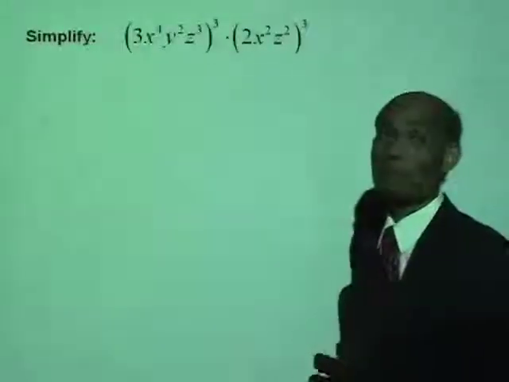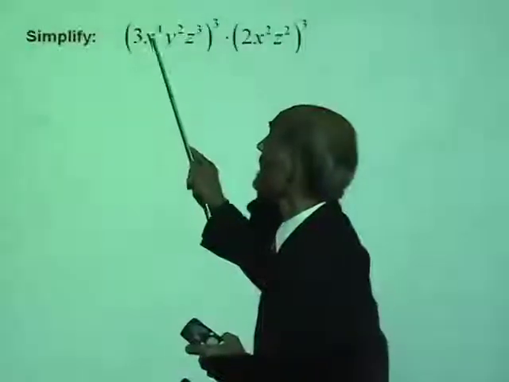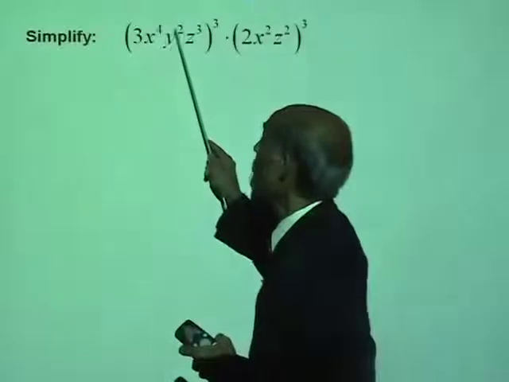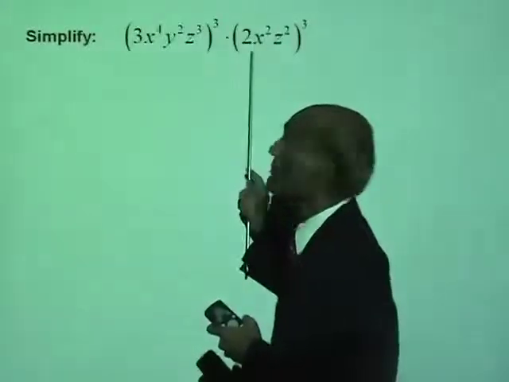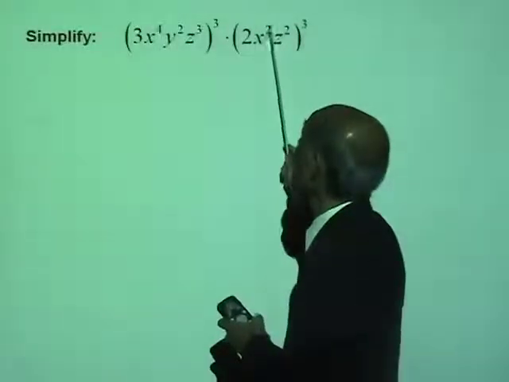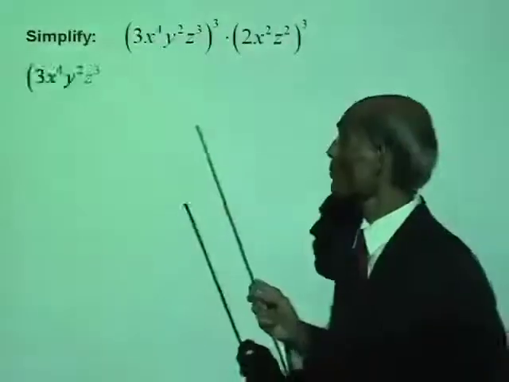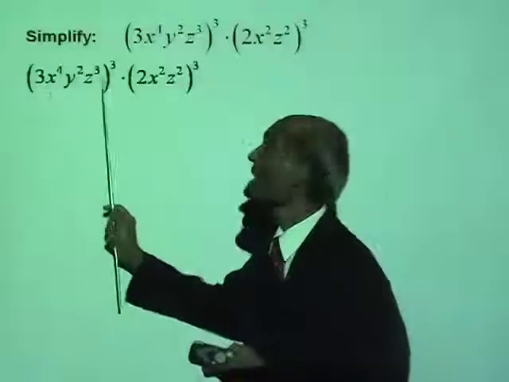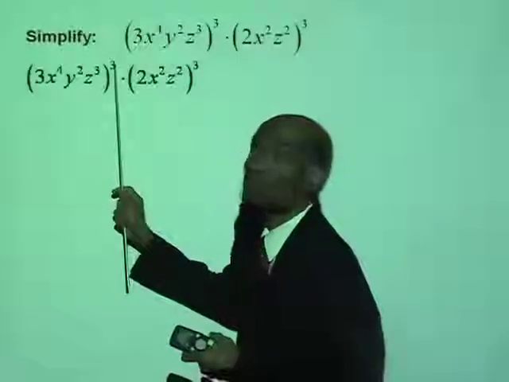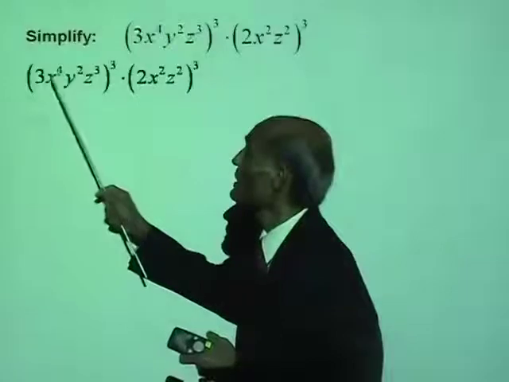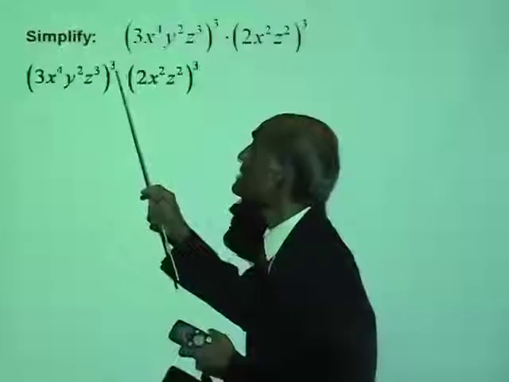Let's try this one. Okay, let's see how many of you can follow this. Look at the quantity, 3x to the power 4, y squared, z cubed, all to the power of 3, multiplied by 2x squared, z squared, all to the power of 3. What will you do here? In the first case, we give this power to each of these. So this power 3 belongs to each of these. It is 3 to the power of 3, x to the power of 4 raised to the power of 3.